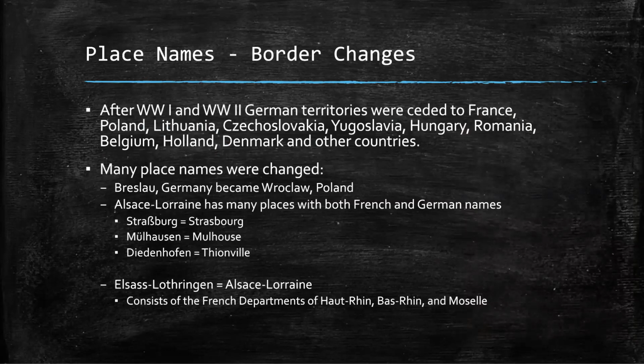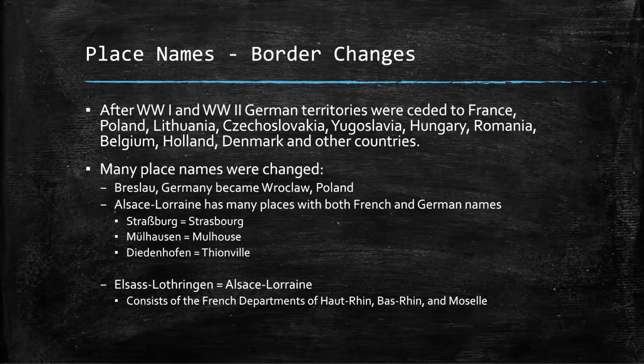After World War I and World War II, the German territories went all over the place. Some of them went to France, Poland, Lithuania, Czechoslovakia, many other countries that were ceded those locations. So again, if somebody says they were born in Germany or in Prussia, you might want to look in adjacent countries for the information on where those towns may be.